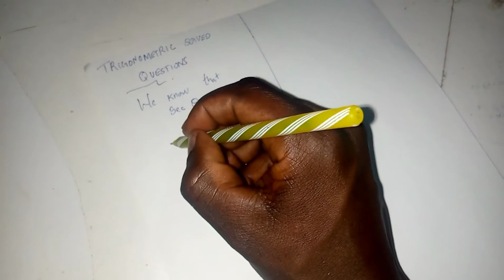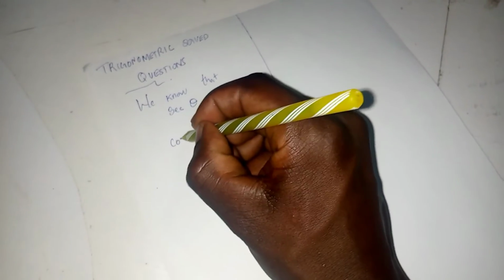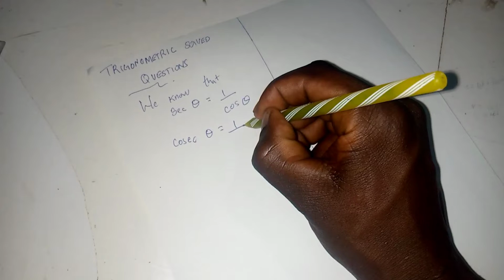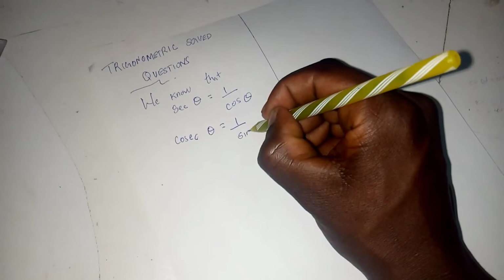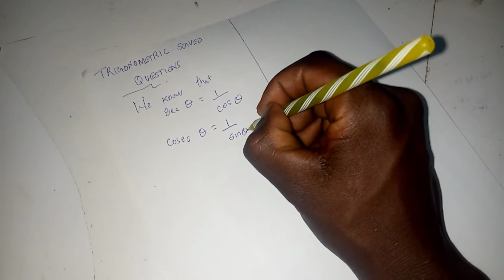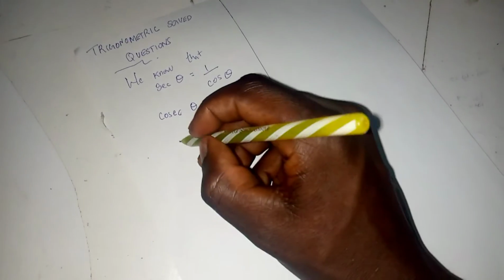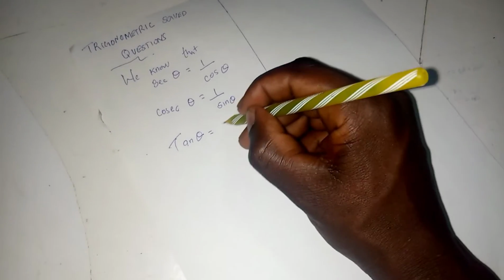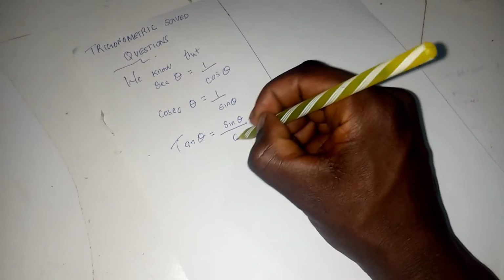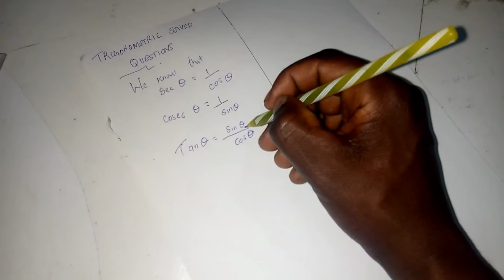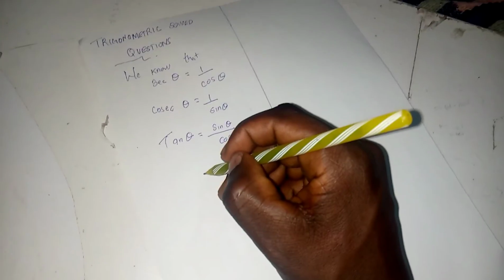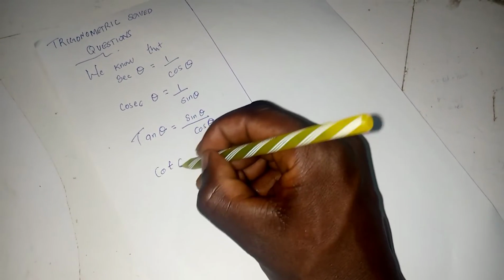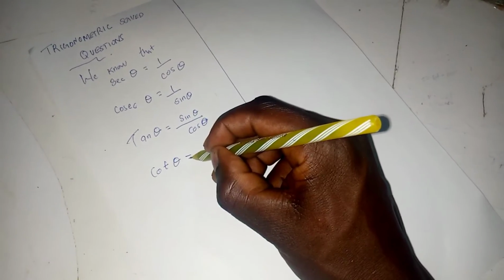And then we found that cosec theta is equal to 1 over sin theta. And then tan theta is equal to sin theta over cos theta. And then we continue to cot theta, which is equal to 1 over tan theta.